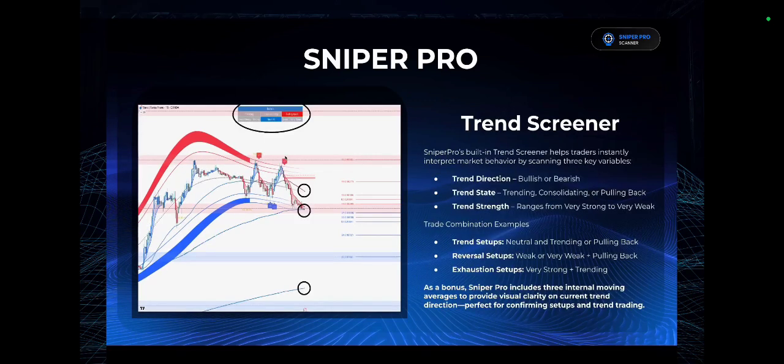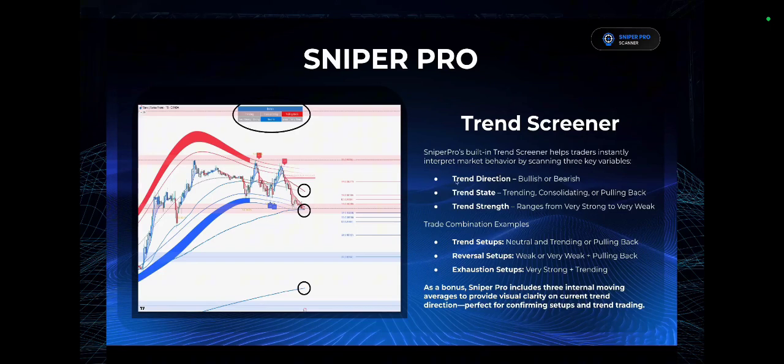Now, moving forward, we also have the trend screener. The trend screener is a built-in tool which is going to help you to instantly interpret the market behavior and understand the type of trend that the market is in based on several different factors. So you will be able to understand 3 concepts.